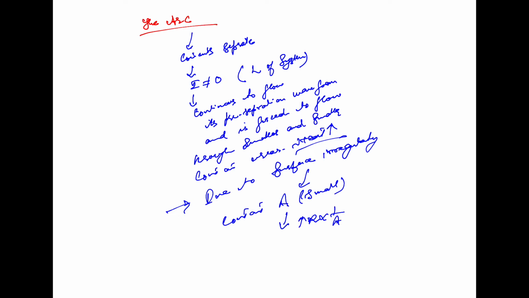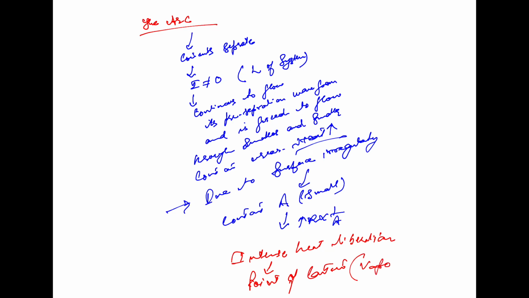The resistance is high through which the current is forced to flow, and this causes intense heat liberation at the point of the contact. At the point of the contact, what does it cause because of the heat? It causes the vaporization of the contact material due to heat.